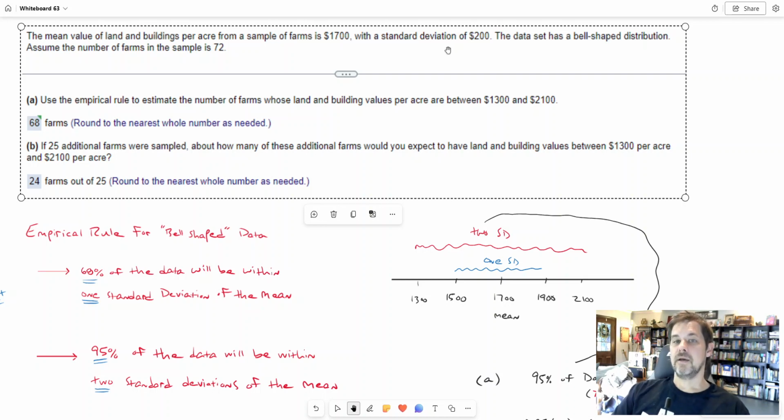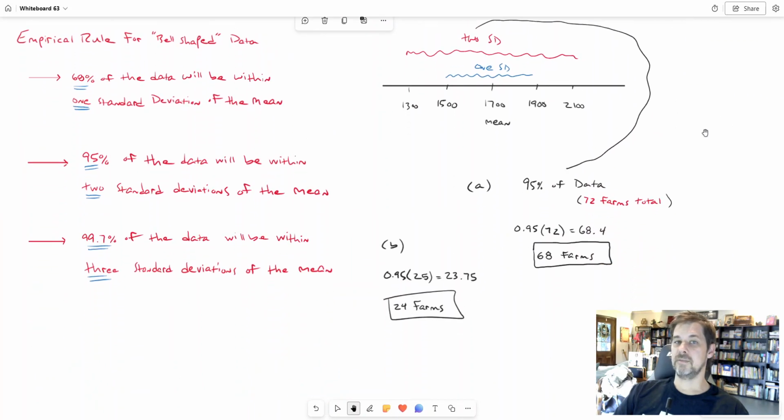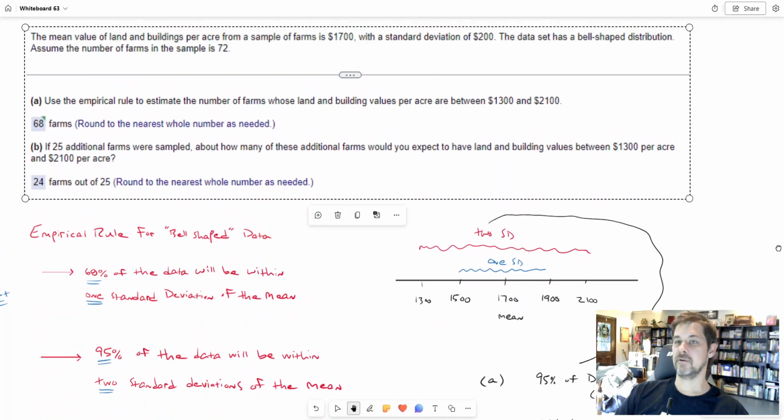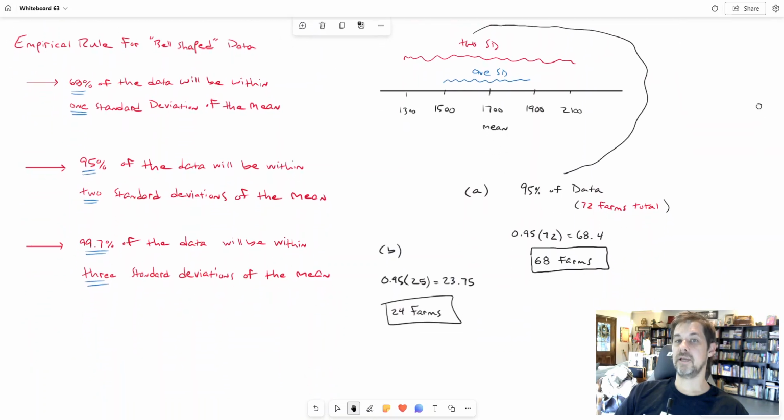Now, here's what specifically we're being asked. We're being asked to use the empirical rule to estimate, of all those farms in the sample, how many of them have a value between $1,300 and $2,100. Before we decide to answer that, let's talk about what the empirical rule is. The empirical rule is for bell-shaped data, and there is something about that in the question. It says the data does have a bell-shaped distribution. So the empirical rule is appropriate for this one.